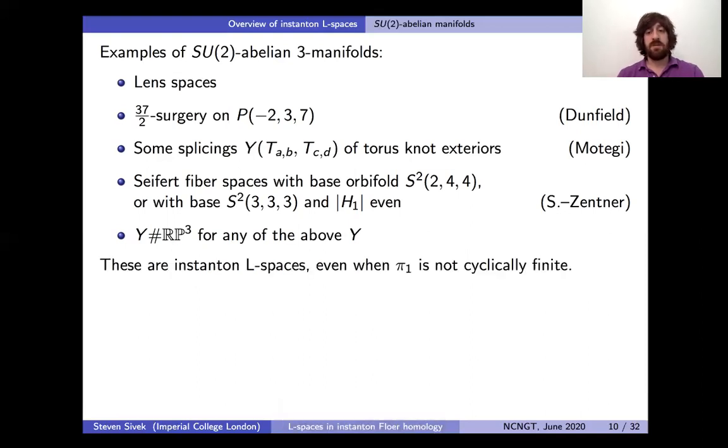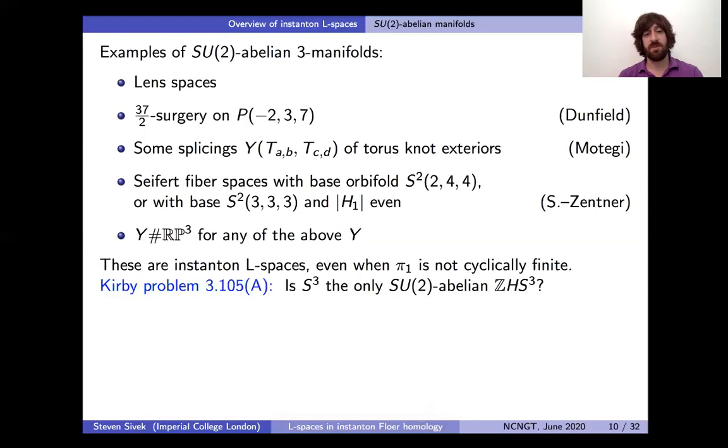And not all of these are cyclically finite. Most of them are, but some of these Seifert fibered examples actually aren't. Even so, all of these examples are actually instanton L spaces. And there are plenty of instanton L spaces that aren't SU2 abelian as well. So some examples will be coming up in a moment.